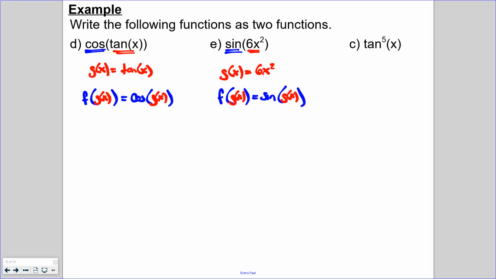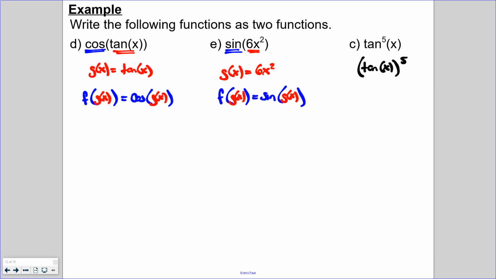Now, tangent to the fifth power of x is a little bit tricky, because folks sometimes fall into the trap of being like, oh, x is the inner, and tangent's the outer, and then what do I do with this fifth power? And that's the rub here. How does the fifth power change this expression? Well, let's think back to trig, and we know that tangent to the fifth power of x can be rewritten as tangent of x to the fifth power.